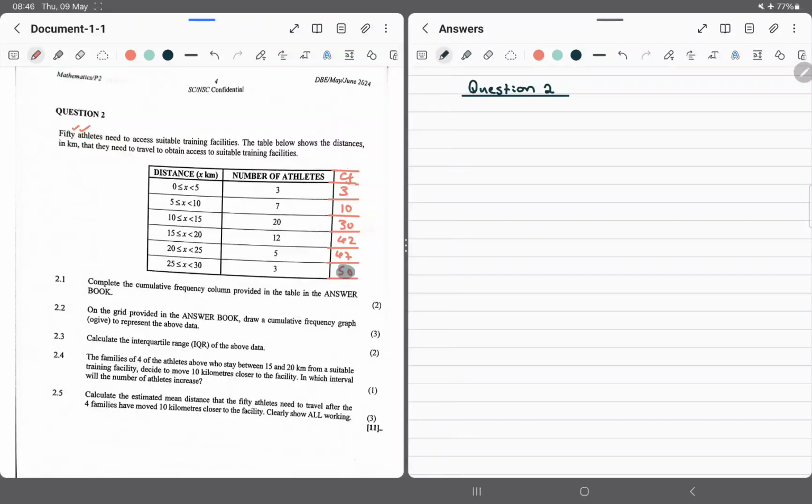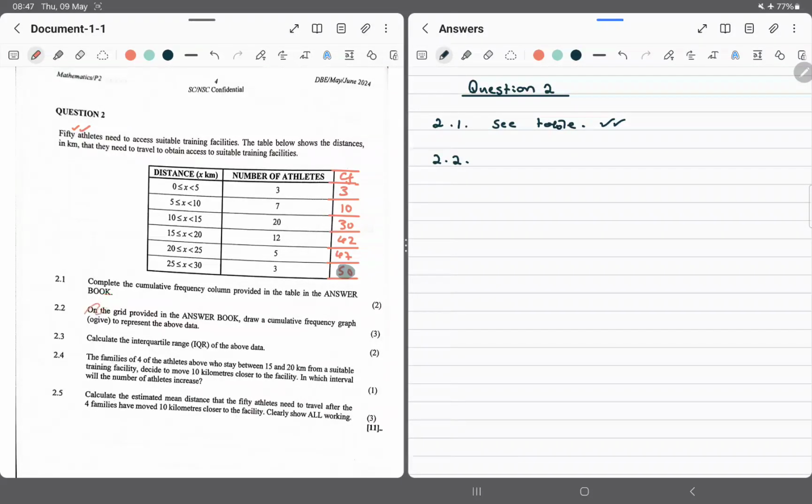So again, that's easy. So 2.1, we can see the table, and then easy 2 marks there.